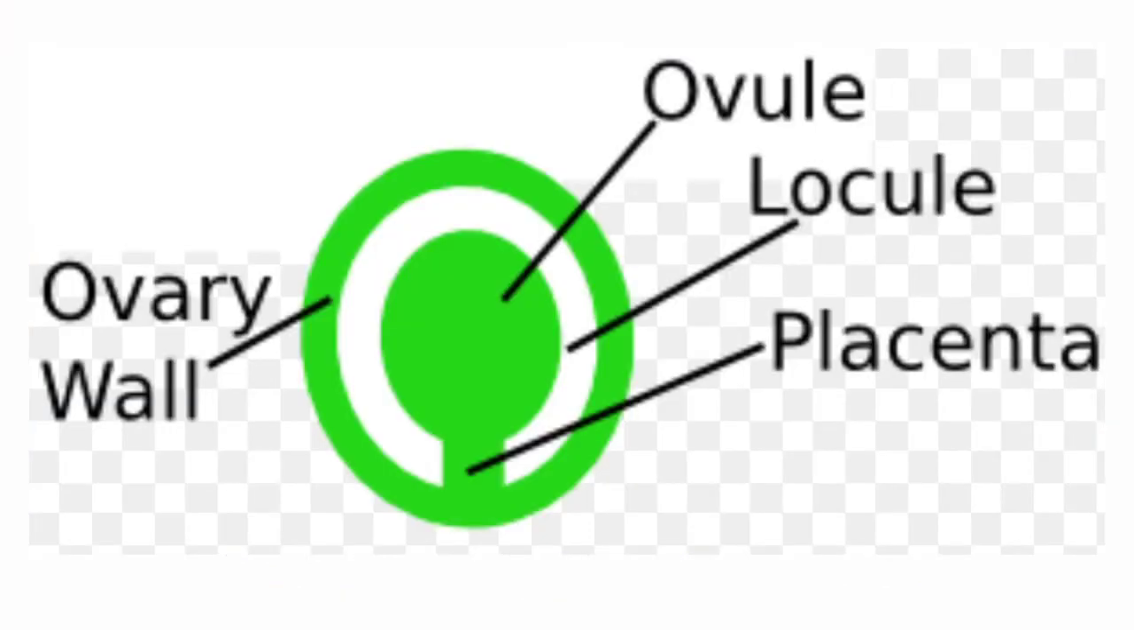Here this is the image of a transverse section of an ovary. So see here, this outermost layer is the ovary wall. Next to the ovary wall, inside it, is the ovarian cavity, which is also known as locule, and inside the locule we have the placenta. So this is the placenta, and from this placenta what is getting developed? It is the megasporangium, which we call ovule. So this is the structure of transverse section of ovary.